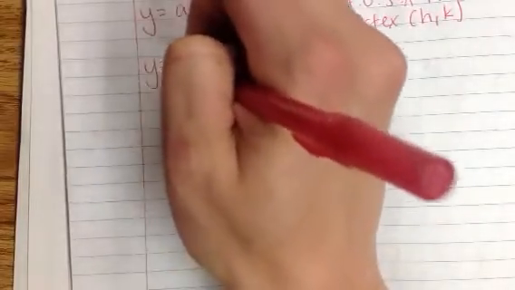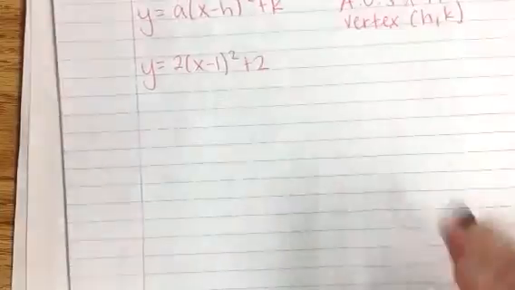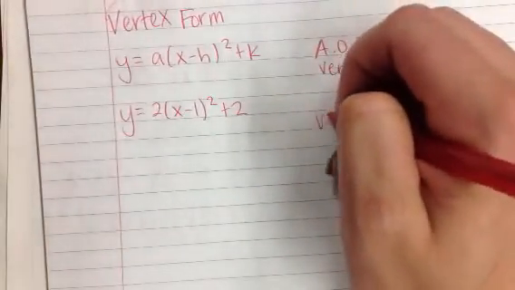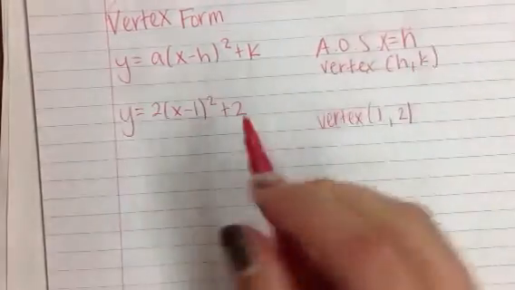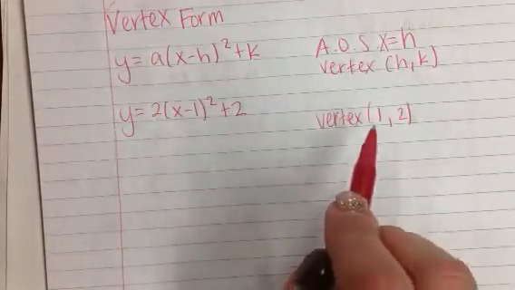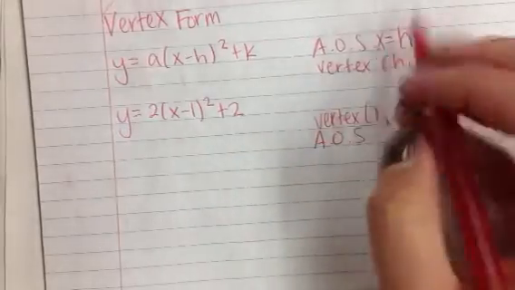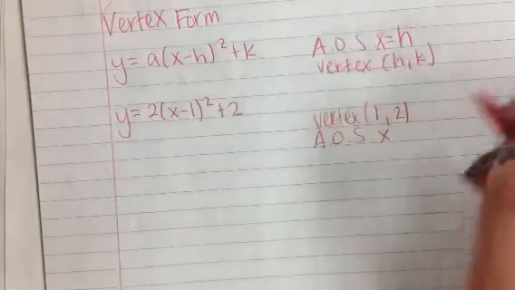If we have the equation y equals 2 times x minus 1 squared plus 2, I know that my vertex is positive 1 comma 2. There's a negative there. There was a negative in the original equation, so it is a positive 1. My axis of symmetry is the same thing with the h. There's a negative there, so this is a positive 1.